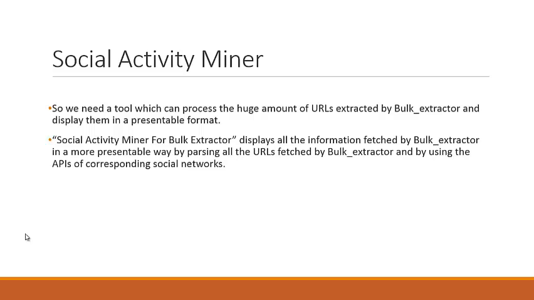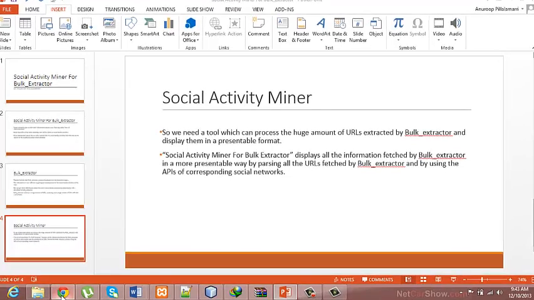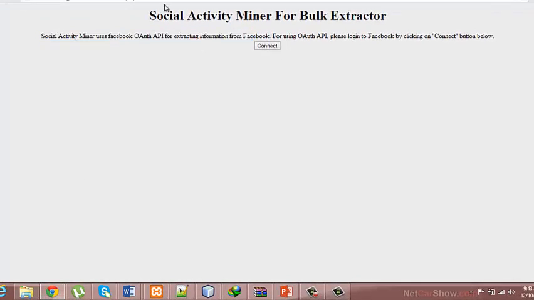Let me show you a quick demo of how Social Activity Miner works. So this is the main interface screen of Social Activity Miner for bulk extractor. First we need to connect our Facebook account because Social Activity Miner uses the Facebook OAuth API for extracting information from Facebook. For connecting, all we need to do is log into our Facebook ID, and once we are in, click on the connect button. This will connect our Facebook account to Social Activity Miner for getting all the relevant information.